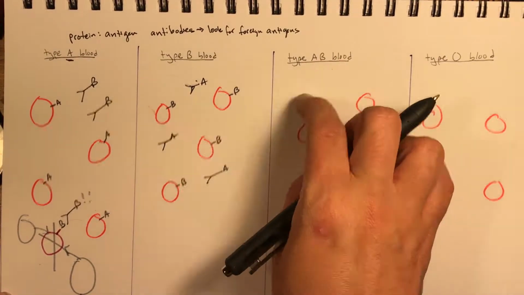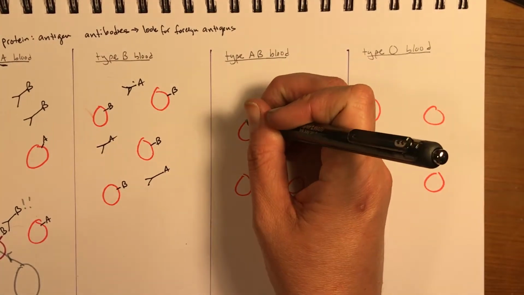Okay, so what if you have AB blood? If you have AB blood, your blood cells have two markers.